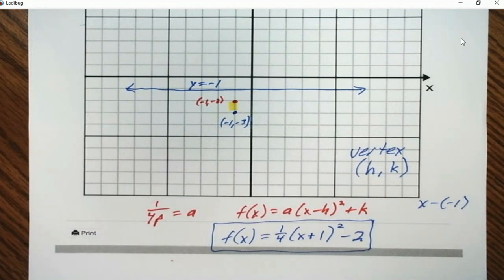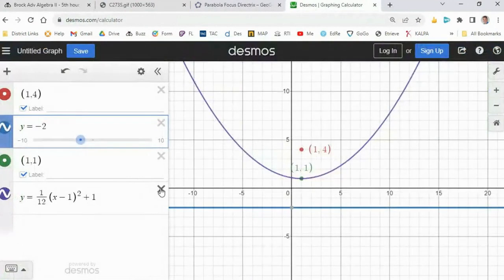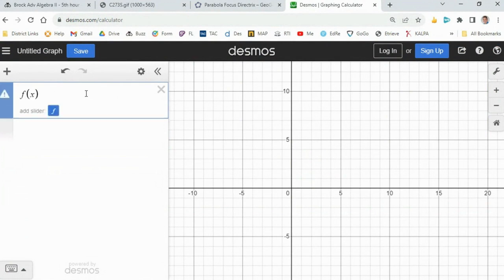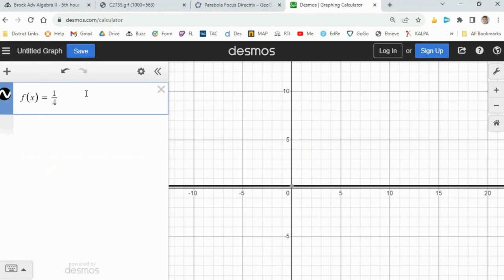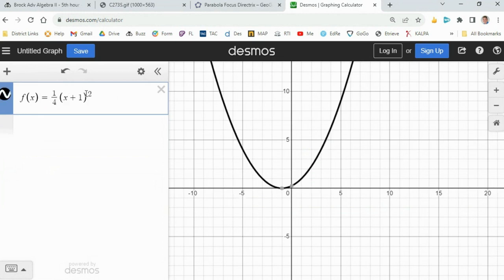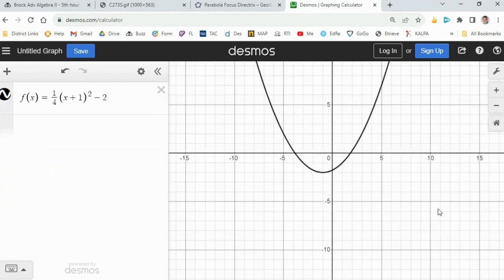In fact, I will go graph it just to show you. Let's go back here and take off all this stuff. I'm going to graph what I just wrote as our equation here: F of x equals 1/4 (x plus 1) squared minus 2. Okay, there is the parabola of the equation we just wrote.